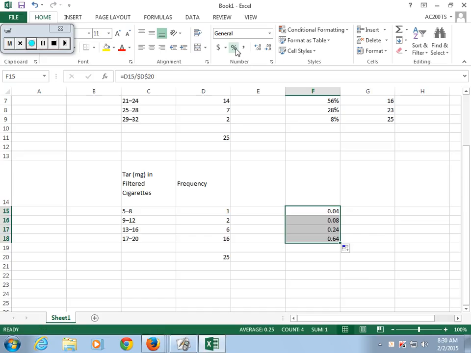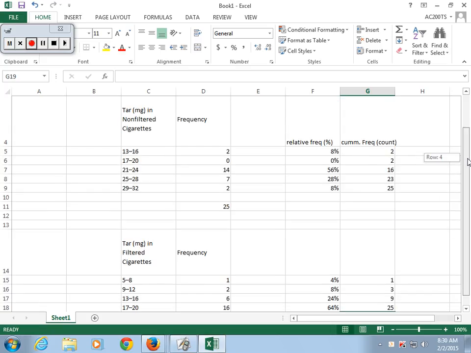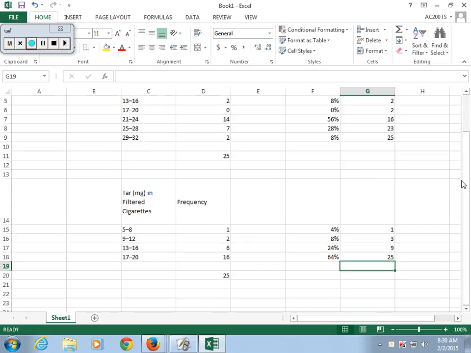And just so everybody will be happy, I want to put it in percents. What's the first number? What's 1 plus 2? And 3 plus 6? And 9 plus 16? And they should equal. So there is your information concerning the frequency distributions in this problem. Comprende? Now we go back to the problem.